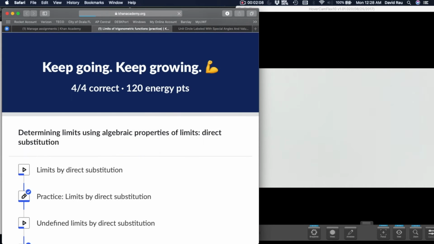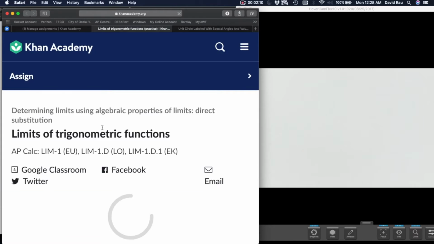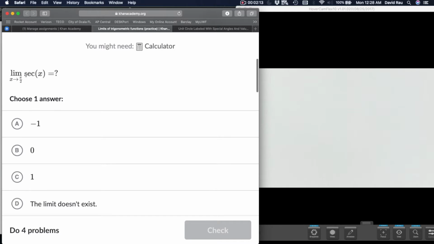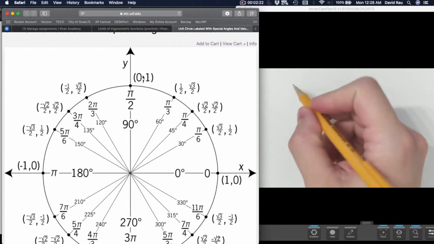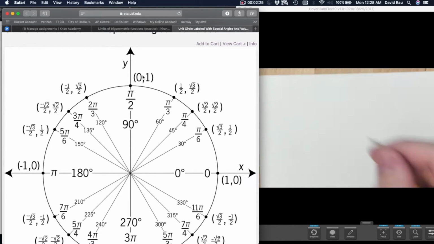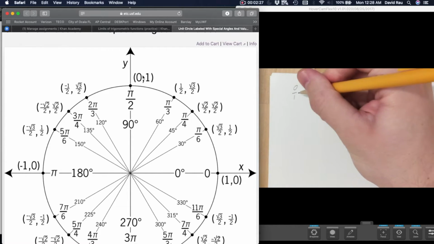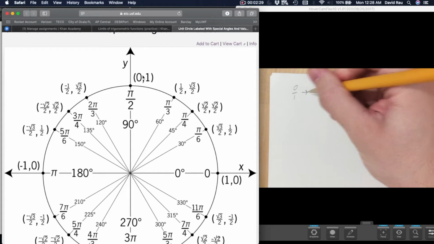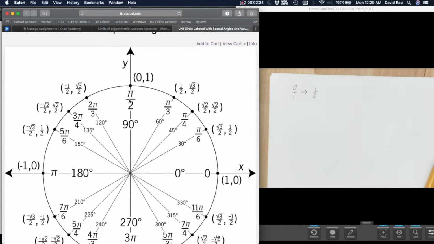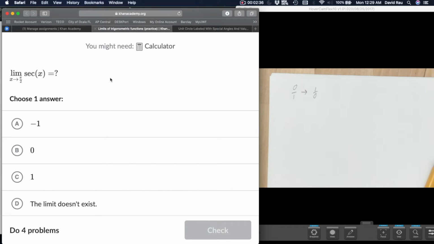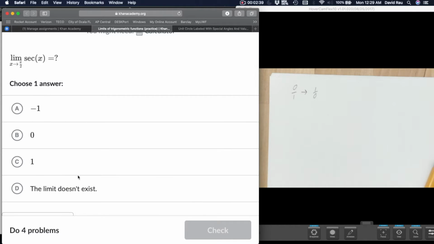So I'll look at one or two more, so I technically did all 4 in the assignment. Okay, secant of pi over 2. Now that's flipping the x value at pi over 2. So at pi over 2, the x value is 0. Remember that 0 is technically 0 over 1, so when you flip that to go to secant, you'll end up with 1 over 0. So secant of pi over 2 is 1 over 0, but anything over 0 is an asymptote, or an undefined limit.